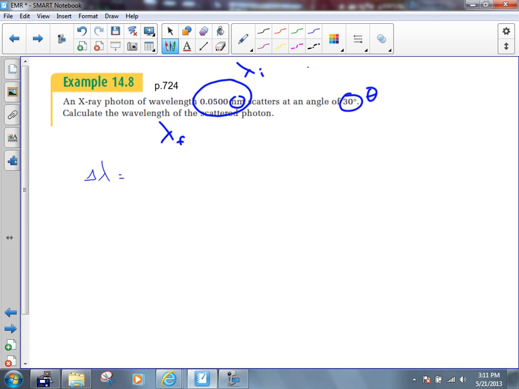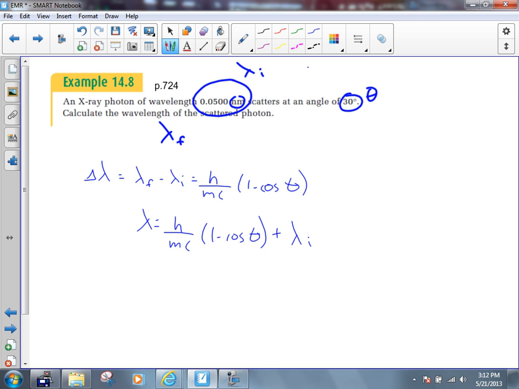Delta lambda is equal to lambda f minus lambda i, and that's equal to h over mc times 1 minus cosine theta. Lambda f, therefore, becomes h over mc times 1 minus cosine theta plus lambda i. All we're doing here is taking lambda i over by adding. Now the equation looks even uglier. It's really not that bad, though, when you start putting numbers in and going to actually solve it. We're solving for lambda f. H is 6.63. Always going to use the 6.63 value in these problems.